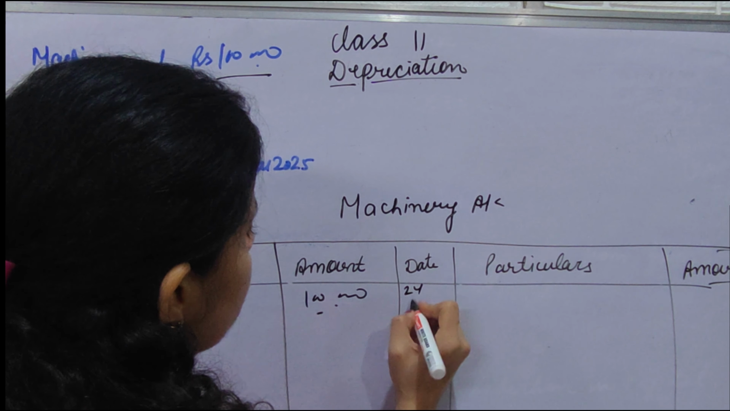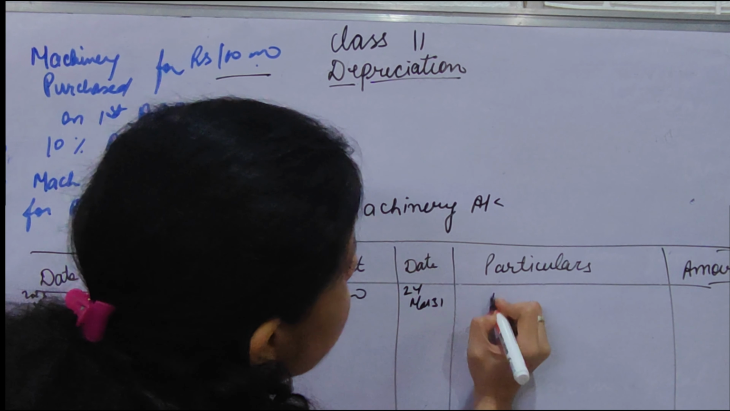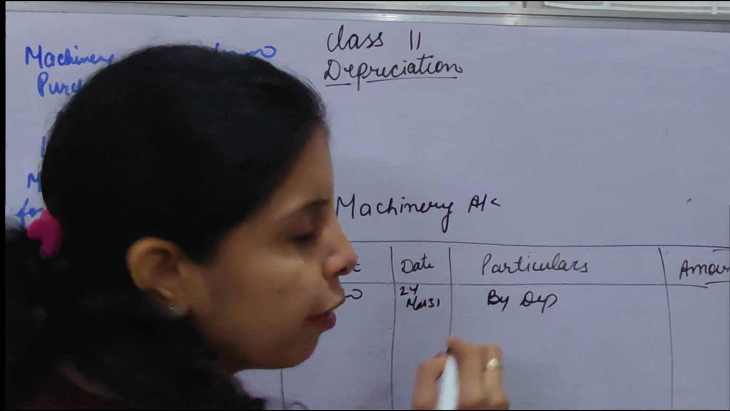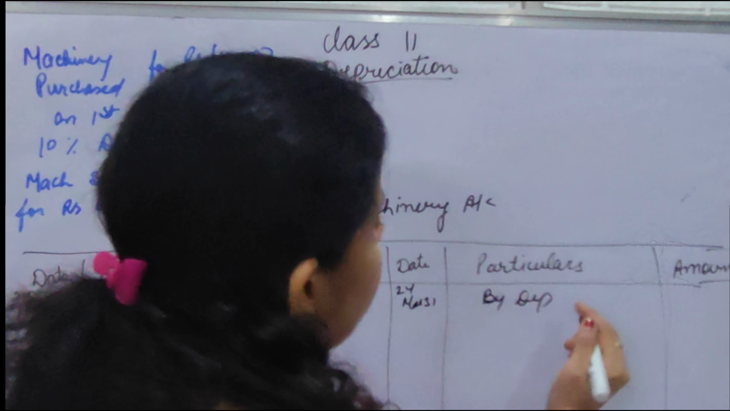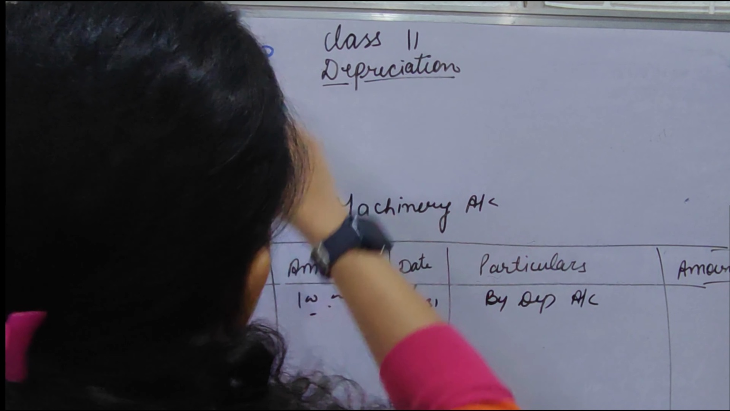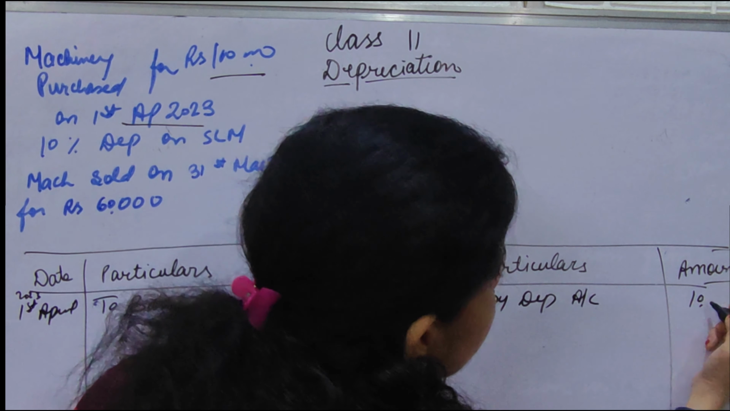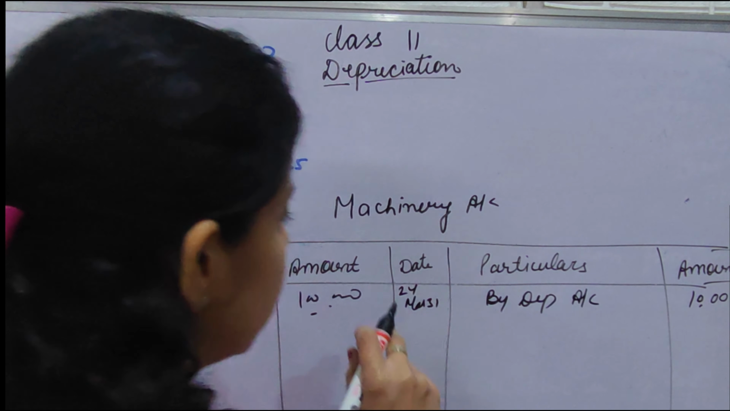So on 31st March 2024, by depreciation. What is the entry for charging depreciation? It's depreciation account debit to machinery account. So by depreciation account, 10% of the original cost, which is 1 lakh. So 10% of 1 lakh is 10,000. For the whole year it will be charged.